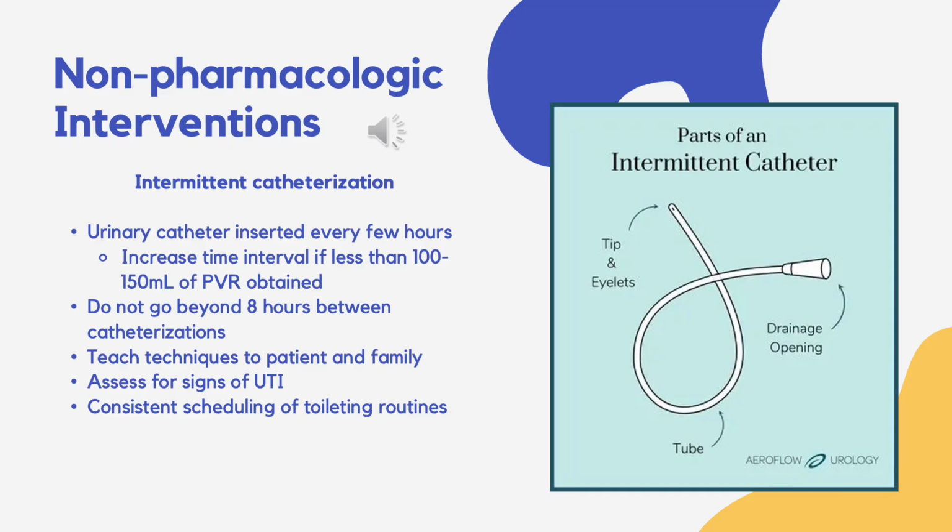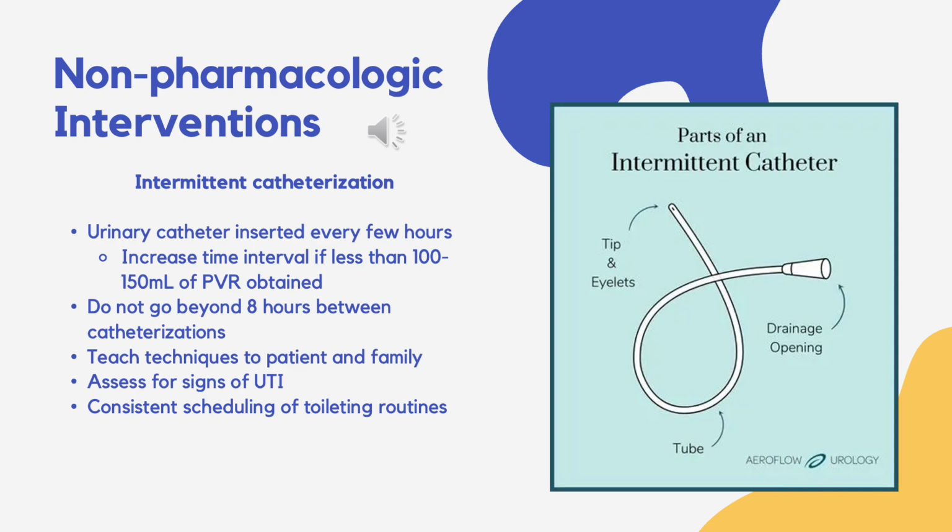Over time, if the post-void residual, or PVR, consistently measures less than 100 to 150 milliliters of urine, then the intervals between catheterizations can be gradually increased. However, it's very important that the patient does not go beyond 8 hours between catheterizations just to prevent urinary retention.